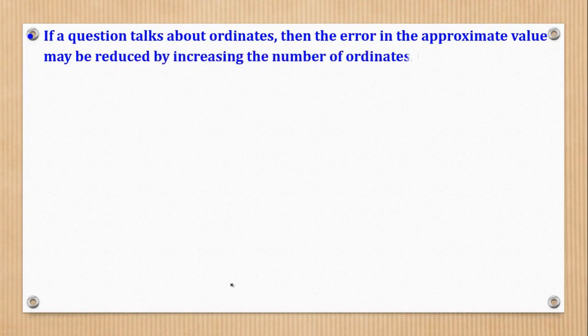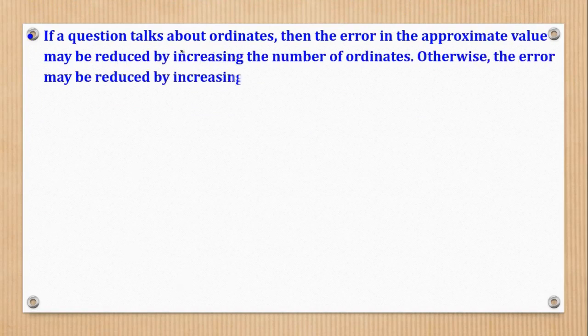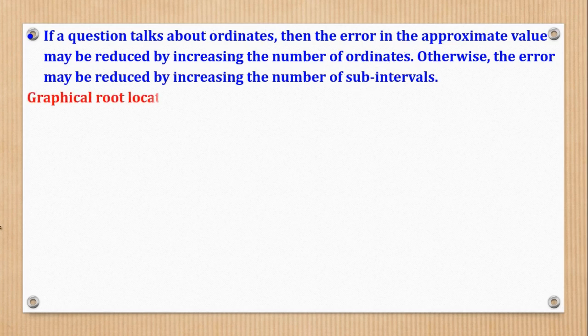Sometimes they can tell you to state or to suggest how the error may be reduced. So there you have to first look at the question. If it was talking about ordinates, then you also use the word ordinates. If it was talking about subinterval, you use the word subinterval. That was trapezium rule. Now we shall go to graphical root location.